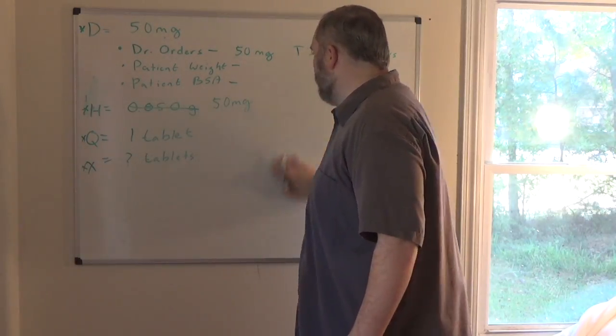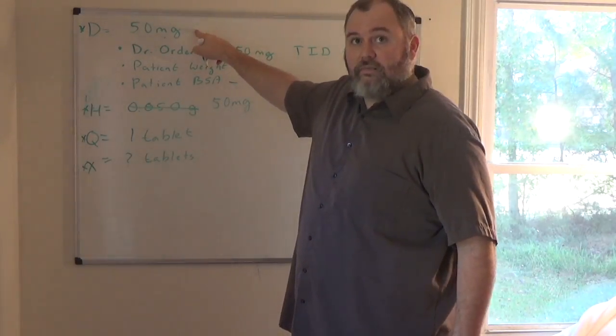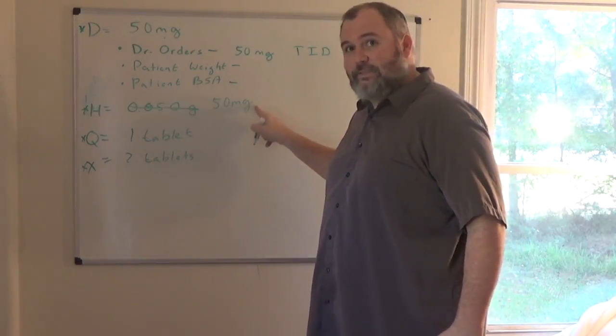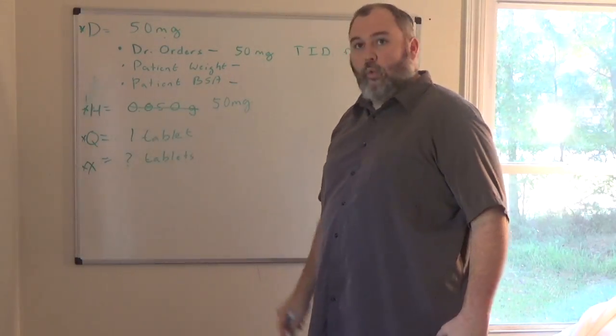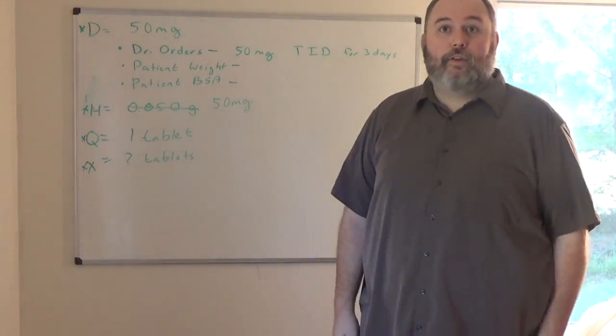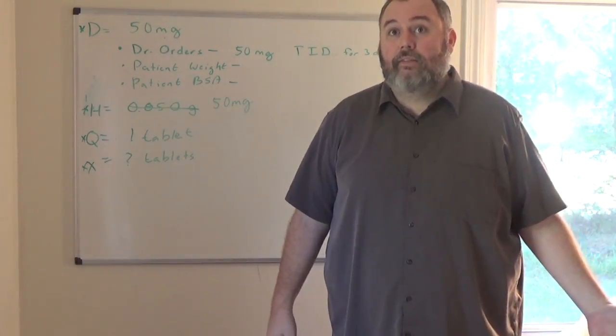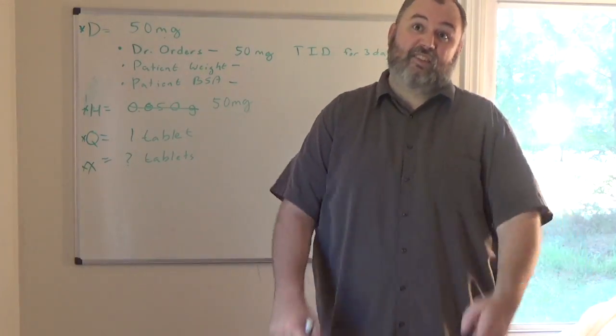Okay, I'm going to erase all this work. So my desired dose is 50. My H is 50. My Q is 1 tablet, so let's find it. Now really, if you've been paying attention, this one you don't even have to do the DH over Q, but let's do it anyway.